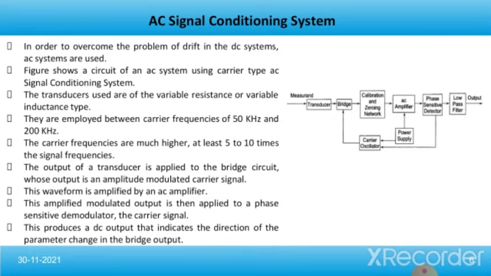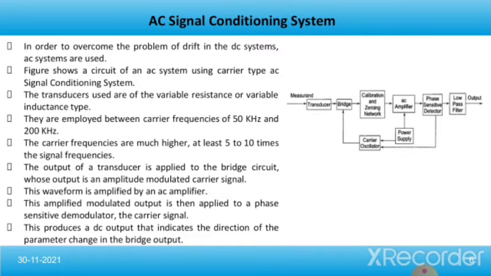Lastly, we talk about the AC signal conditioning system. In order to overcome the problem of drift in the DC systems, AC systems are used. The figure shows the circuit of an AC system using a carrier type AC signal conditioning system. The transducers used are of variable resistance, that is, potentiometer, or variable inductance type. They are employed between carrier frequencies of 50 kHz and 200 kHz. The carrier frequencies are much higher, at least 5 to 10 times the signal frequencies.